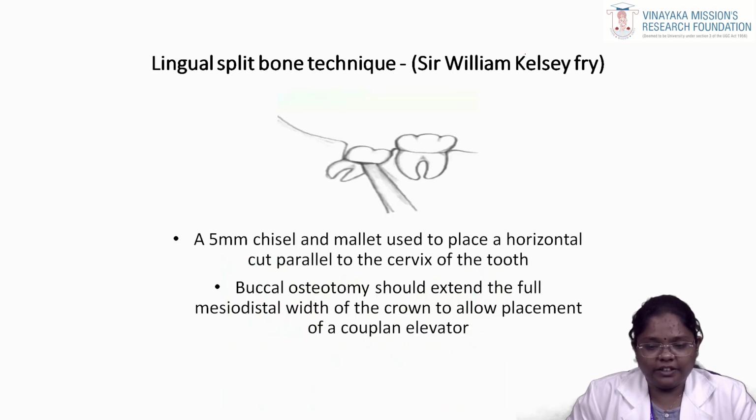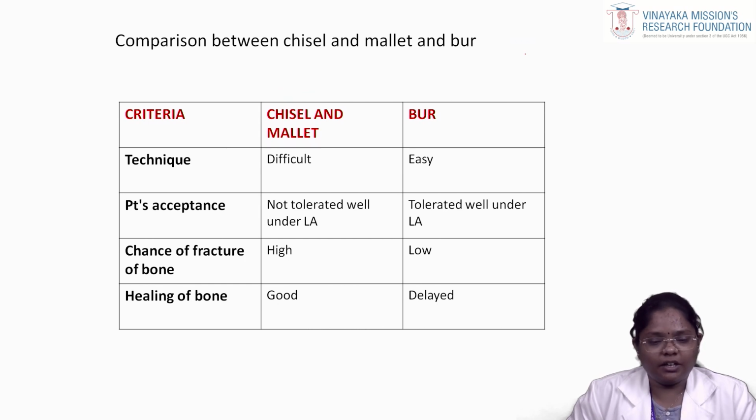In lingual split bone technique given by Sir William Kelsey Fry, a 5 mm chisel and mallet is used to place a horizontal cut parallel to the cervix of the tooth. Buccal osteotomy should extend the full mesiodistal width of the crown to allow placement of a Kuplan elevator and the tooth is elevated. Comparison of chisel and mallet and burr technique.